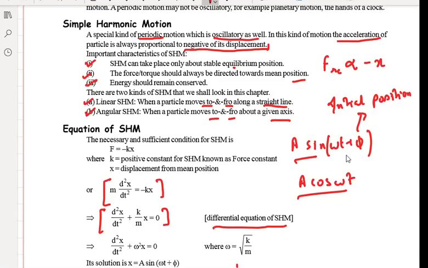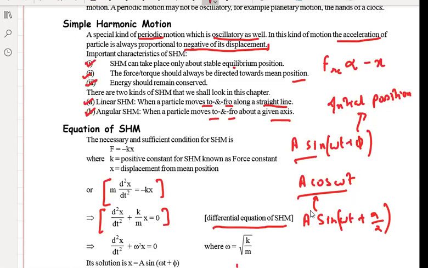If you remember, when we took this equation, the initial phase was pi by 2. So I can say A sine omega t plus pi by 2. This is your A cos omega t. Anyone have any issue? Tell me, anyone have any issue?